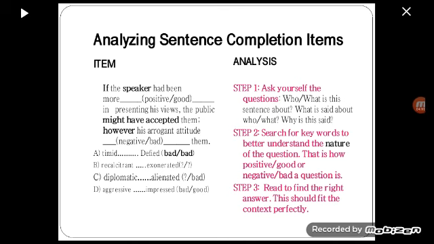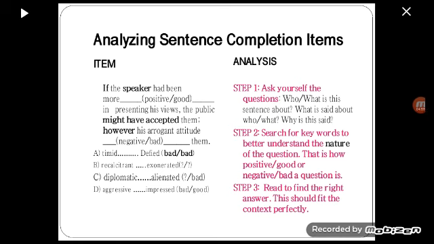Based on the first part, if the speaker had been more, we need a good word right there. And in the last part, however, his arrogant attitude, the space indicates we need a word that would be something negative or bad. Based on the options, A, timid and defied, would definitely be out, because those two are bad. But we need a positive word in the first case and then a negative one in the second one.